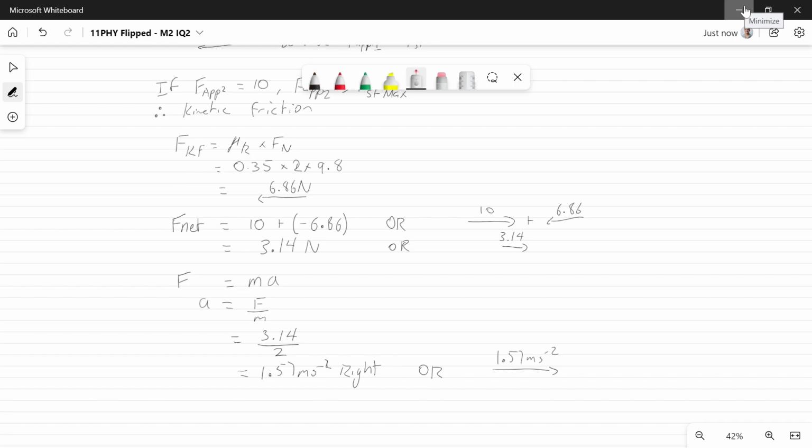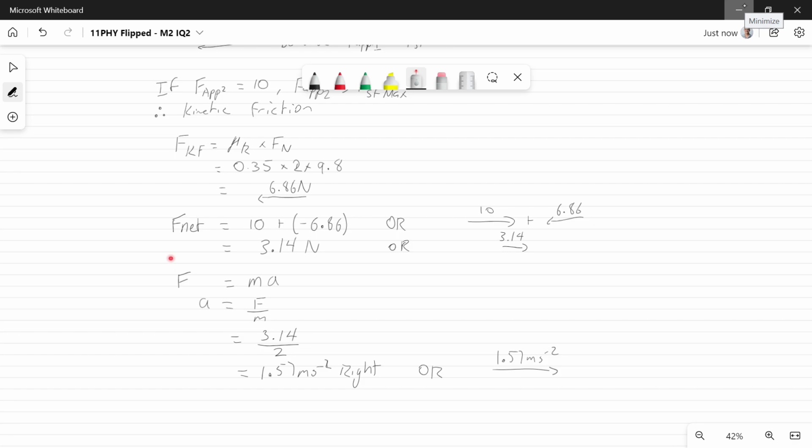So just to summarize this solution, to calculate the net force, I just needed to add together the two opposing forces. So 10 newtons in the right direction, that's the applied force, and then 6.86 newtons of force in the opposite direction, giving me a net force of 3.14 newtons. All I then had to do was essentially substitute that number in with the mass of 2 kilos into the F equals ma equation, making sure that I had acceleration as my subject.